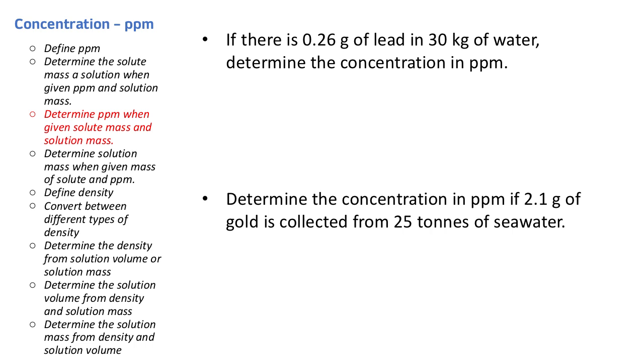The first example: if there is 0.26 grams of lead in 30 kilograms of water, determine the concentration in parts per million. First, remember that for parts per million we need the solute in milligrams and the solution in kilograms. The mass of lead is 0.26 grams, so multiply by 1,000, because there are 1,000 milligrams in a gram, and you get 260 milligrams. You should remember that grams to milligrams is times 1,000.